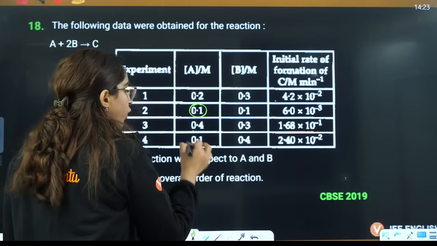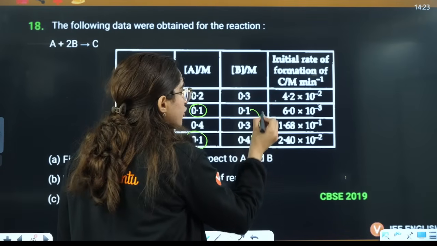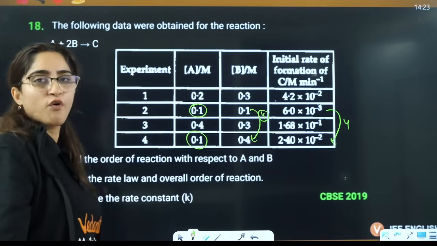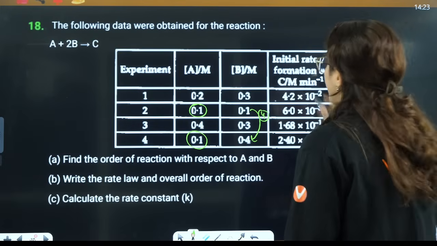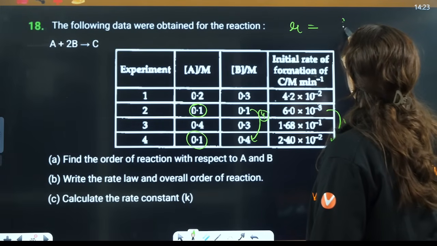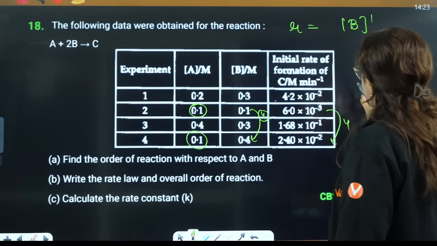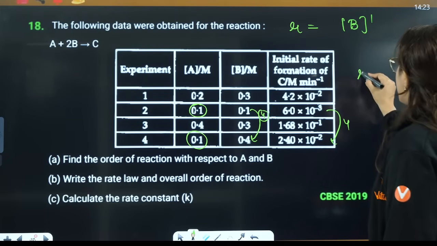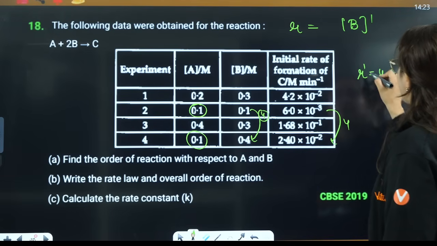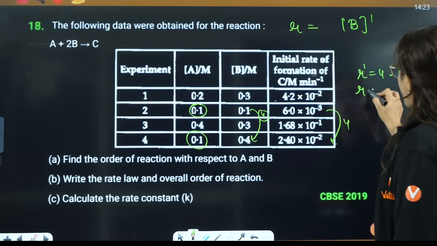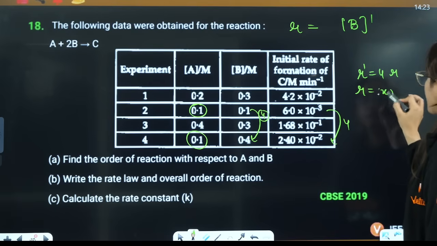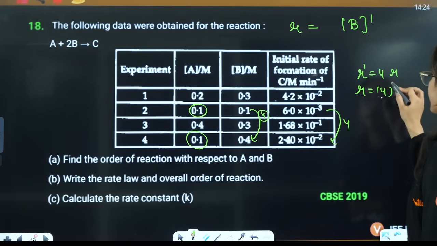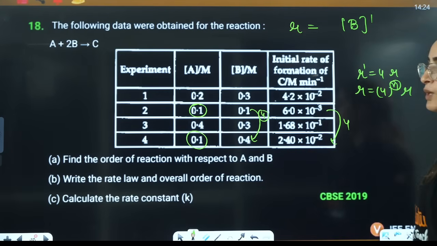Okay, just keep A constant. Here the concentration of B is increasing by 4 times, and the rate is also increasing by 4 times, 6, 4, 24. So the order of the reaction with respect to B will be 1, because when concentration increases 4 times, the rate also increases 4 times. You can say new rate is equal to 4 times the old rate, and the rate is also equal to x raised to power n, where x is the concentration increasing by 4 times. So n must be equal to 1.